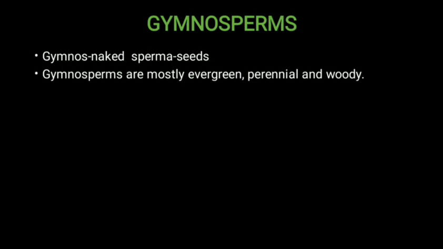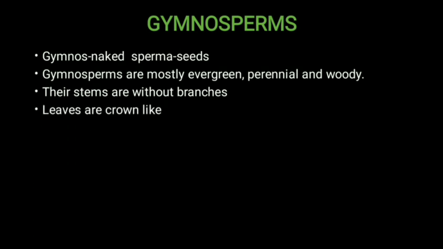Now next is division gymnosperms. Here the term gymnosperms is divided into two words, gymnos and sperma. Here gymnos means what, children? Naked, and sperma means what? Seeds. Okay, then gymnosperms are mostly evergreen, perennial and woody plants. So these are evergreen plants, children. Next, their stems are without branches. Okay, then the leaves are crown-like.